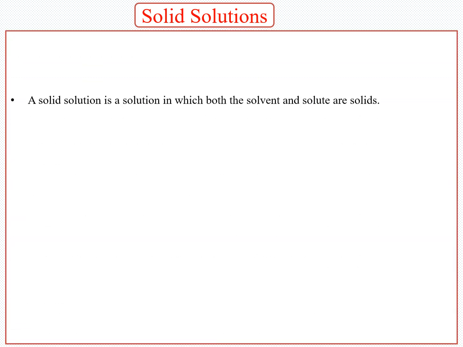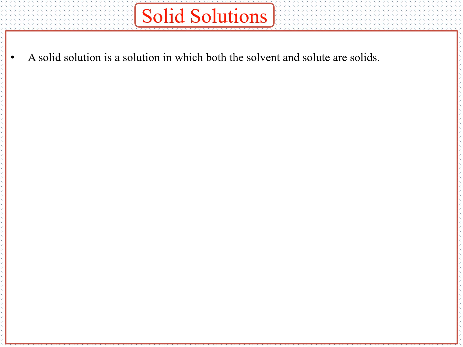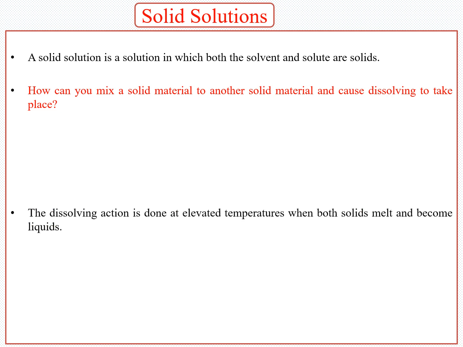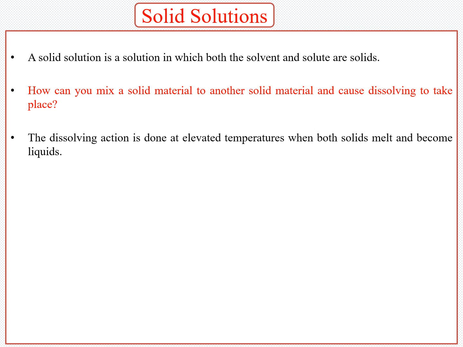So after understanding the concept of solution, we will move to the solid solution. A solid solution is a solution in which both the solvent and solutes are in solid form. At first this sounds impossible. How can we mix a solid material into another solid material and cause dissolving to take place? So one can think about this. Taking the example of sugar, sugar cannot be dissolved in ice, and if a piece of solid carbon is mixed with a piece of solid iron, they will not dissolve. So for preparing solid solution, we need elevated temperature. The dissolving action is done at elevated temperature, when both solids melt and become liquids.